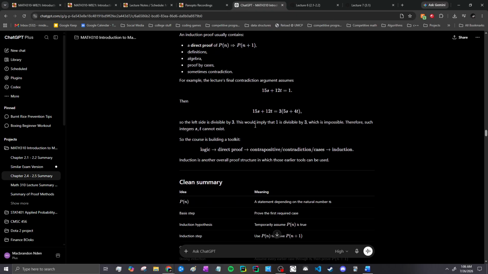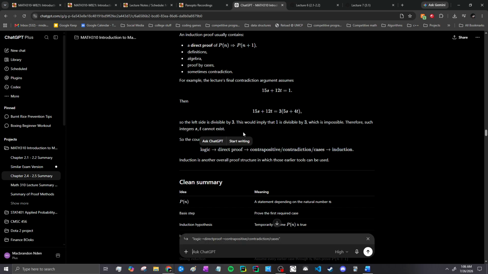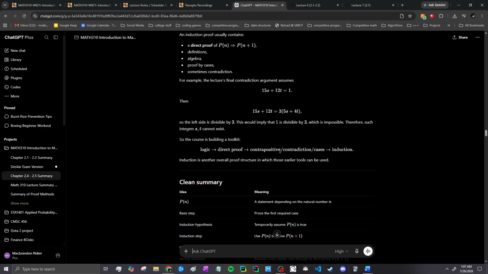So the course is building a toolkit: logic, direct proofs, contrapositive, contradiction, cases, and induction. So first use logic, next use direct proof, next use contrapositive and contradiction and cases, and last but not least use induction.